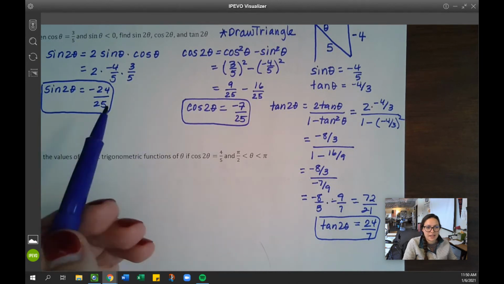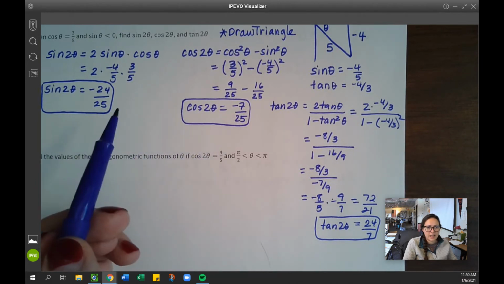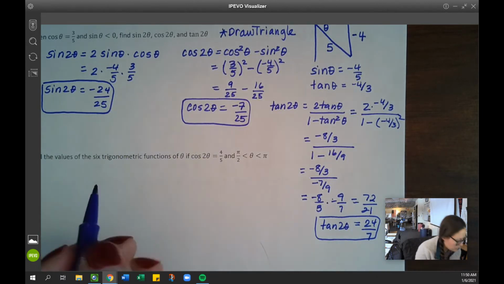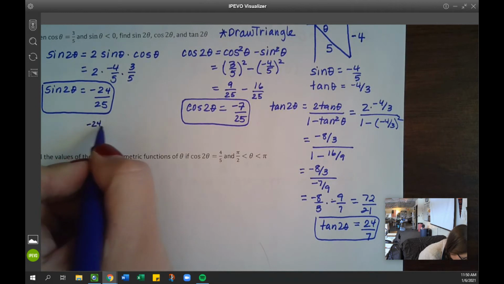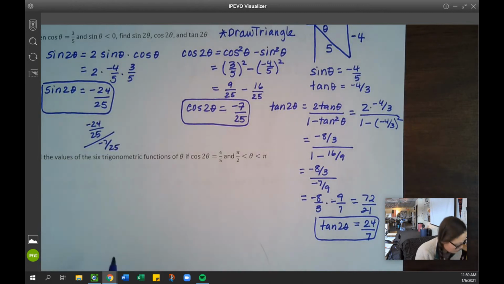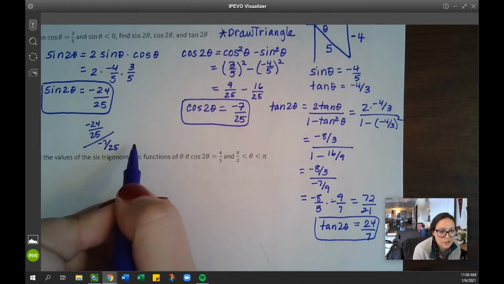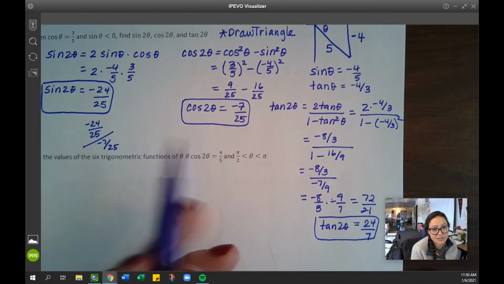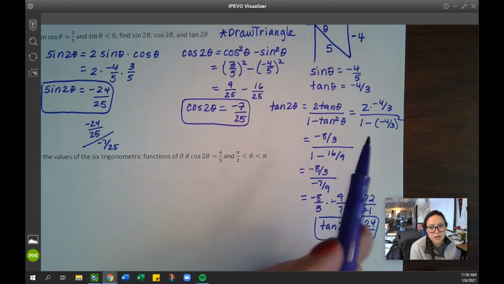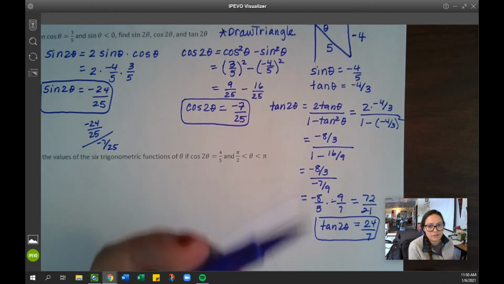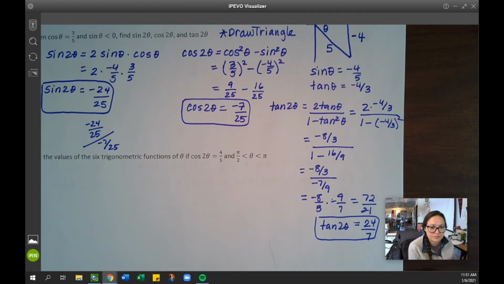Another way is that if I know sine and cosine, I can just do sine divided by cosine and get tangent. So if I just did -24 over 25 divided by negative 7 over 25, changed that to a multiplication problem and simplified it, I would also get 24 over 7 for the tangent. So that would be an even better way to do the problem. I just wanted to show one complete run through of using that tangent identity.